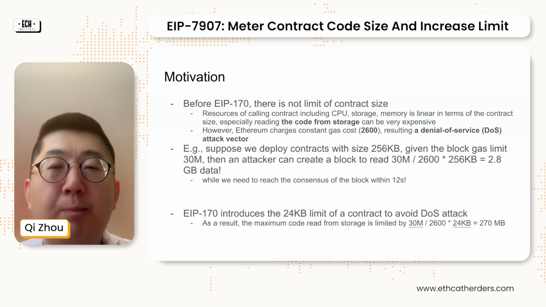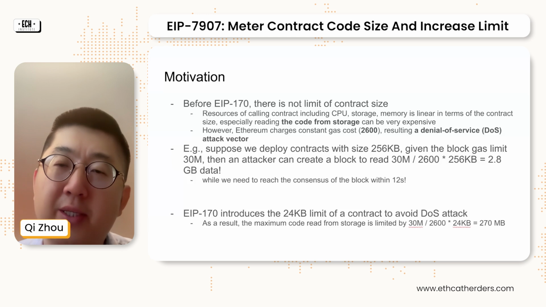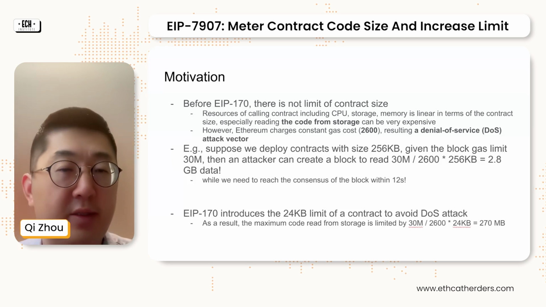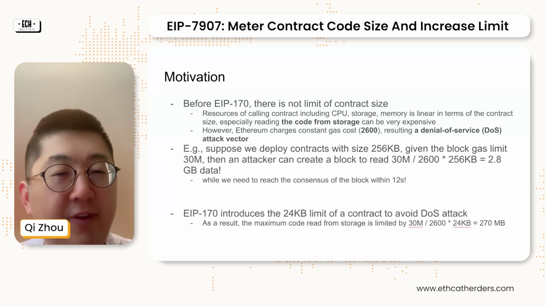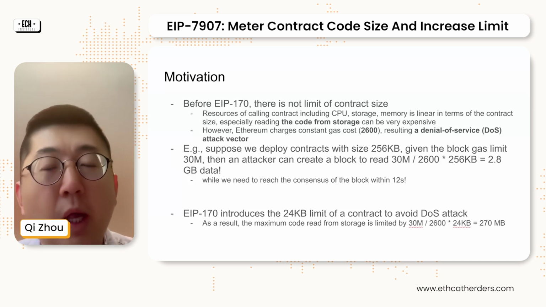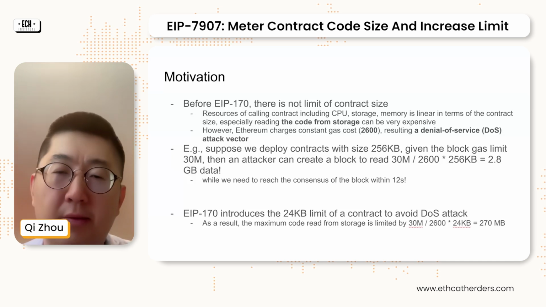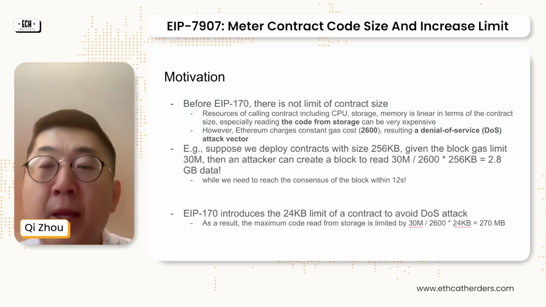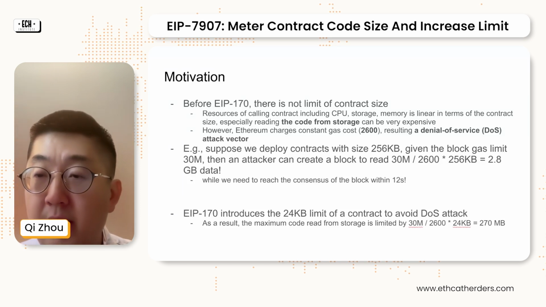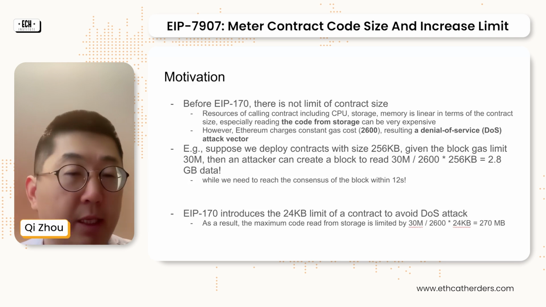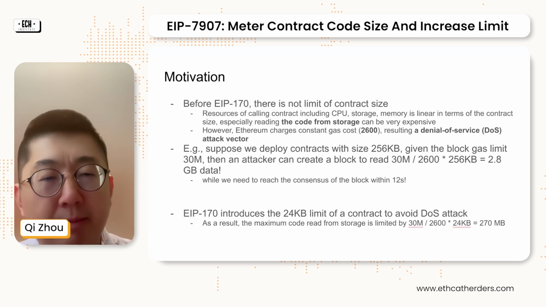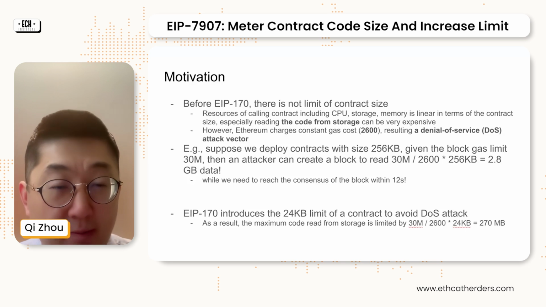So if we do not put an explicit contract size limit, it can easily create a denial of service attack vector. So here is my favorite part. I will give an example. Suppose we deploy a lot of contracts with size 256 kilobytes. And the current block gas limit is about 30 million. Right now, I think it's about 36 million, but I will choose this conservative number.